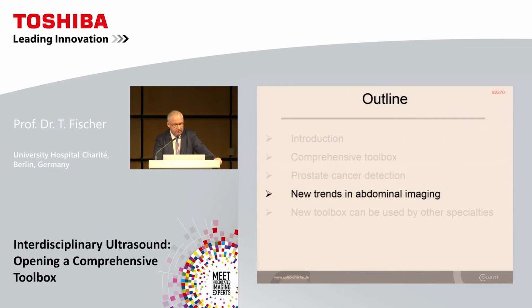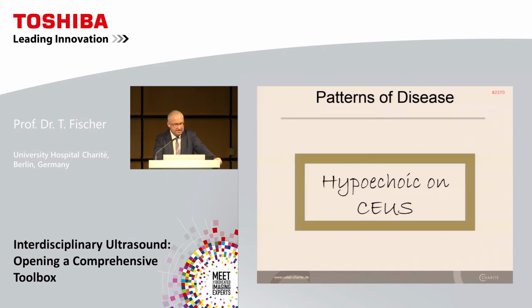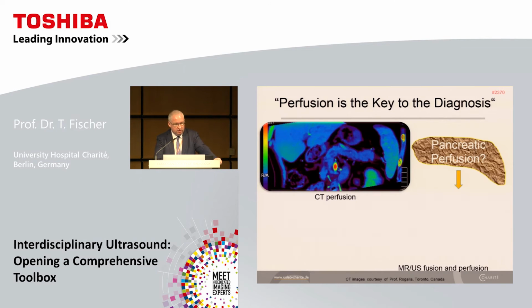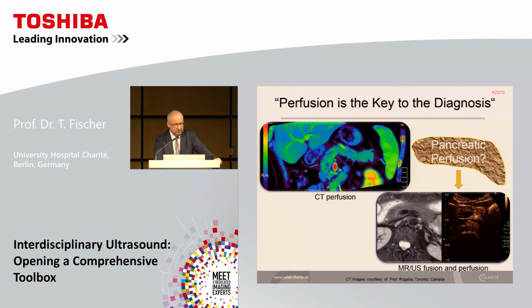New trends in abdominal imaging. As outlined before, we can do a lot of things. So the next pattern of disease is hypoechoic on contrast-enhanced ultrasound. Focusing on pancreatic perfusion, of course, we can do a lot of things with this nice CT evaluation. That's clear. But look at this.